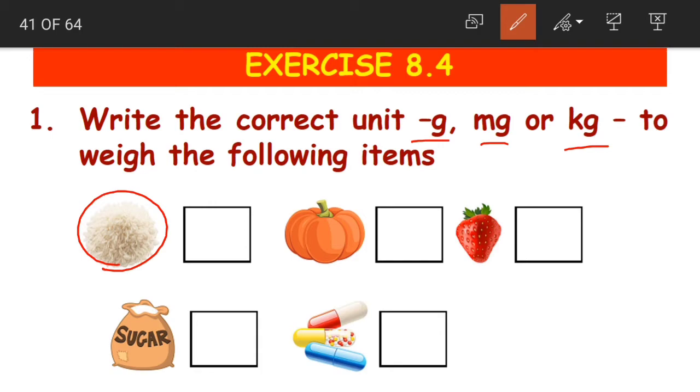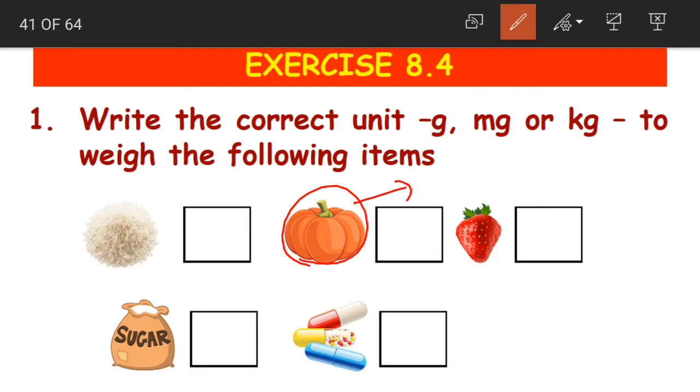First we have rice. Yes, whenever we go for buying rice, if you observe in your houses or if you ask your mother, she will tell you that we always buy rice in kilograms. Like we buy 25 kg of rice at once. We buy rice in large quantities. So, the unit of measurement for rice would be kilograms.